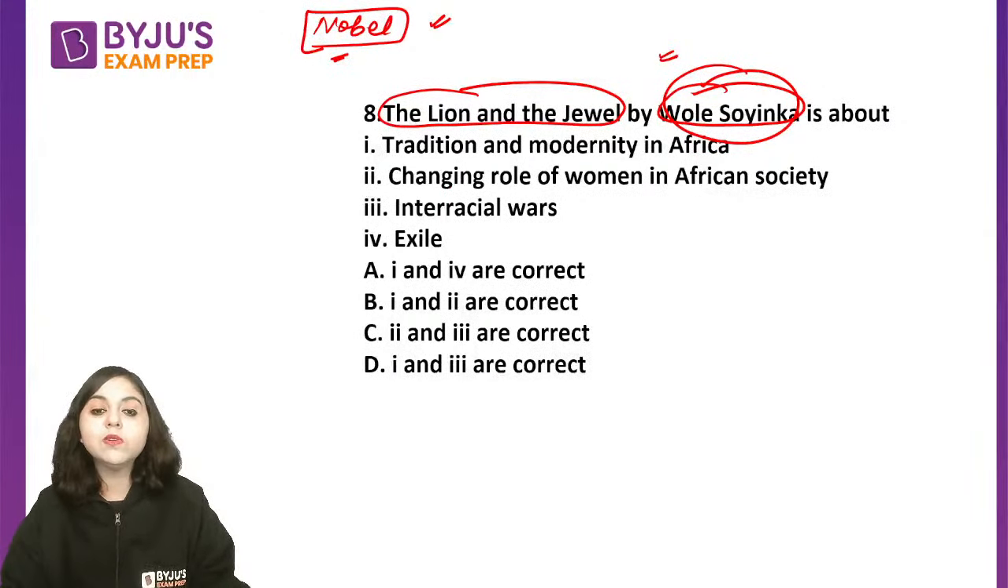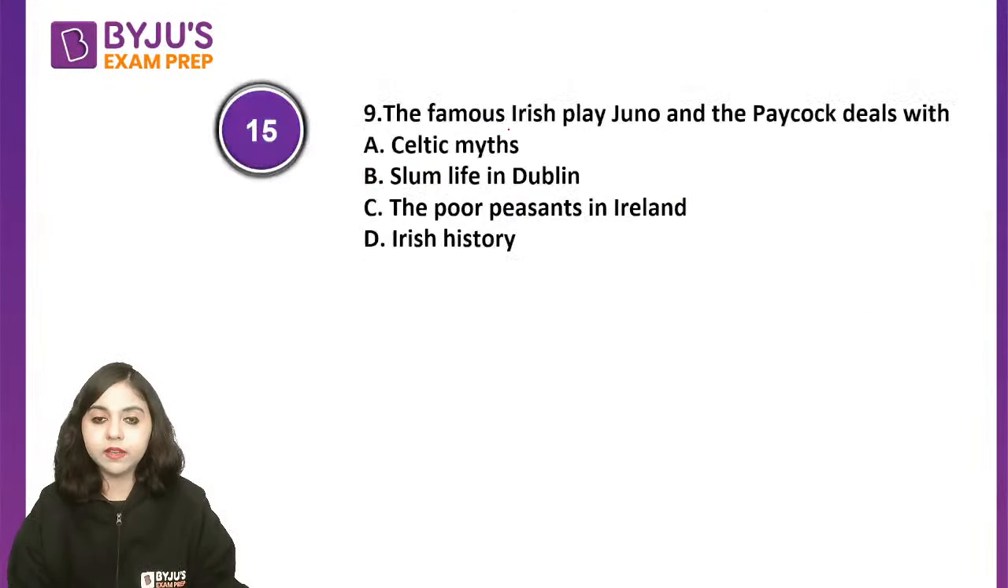So what are you able to see over here? You're largely able to see that tradition and modernity, how are they coexisting, changing role. Interracial wars are not really presented. So these two are the correct answers here, Lion and the Jewel.